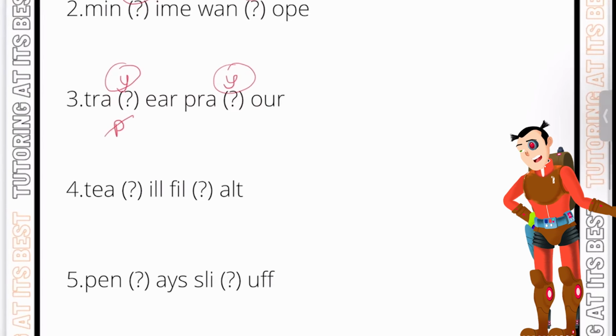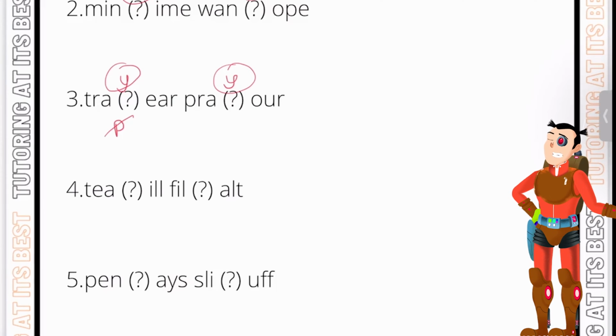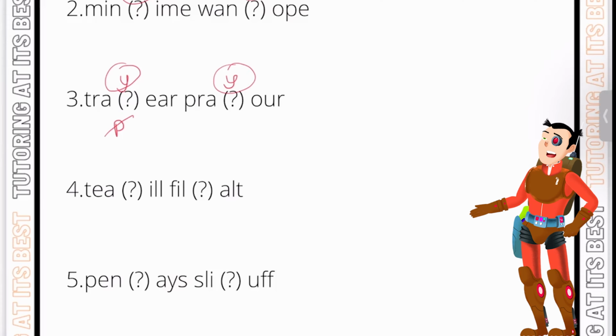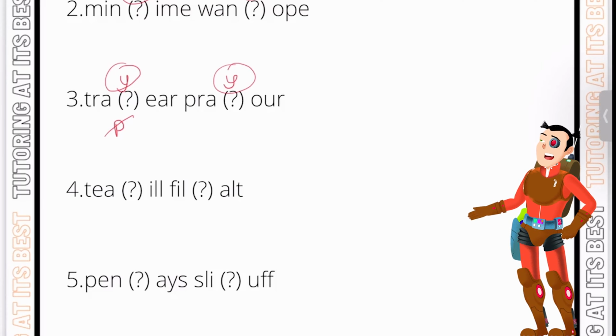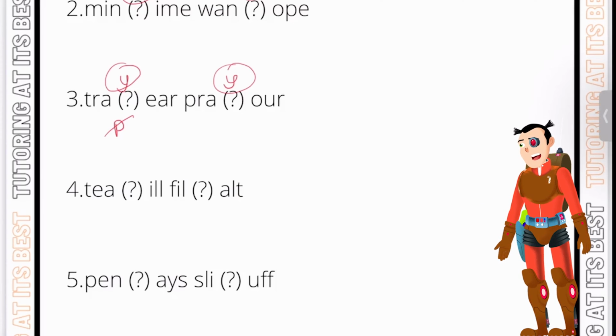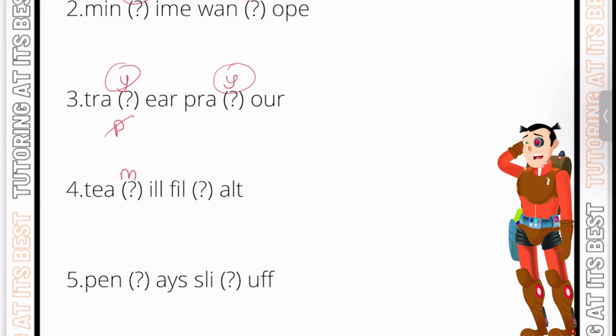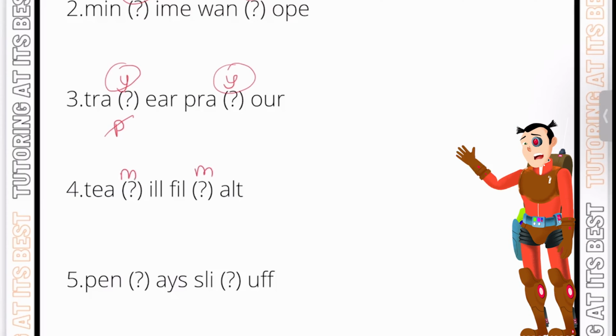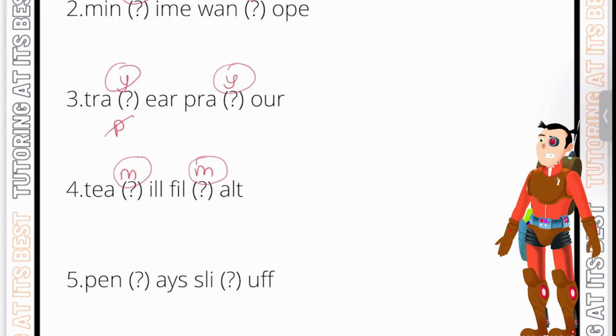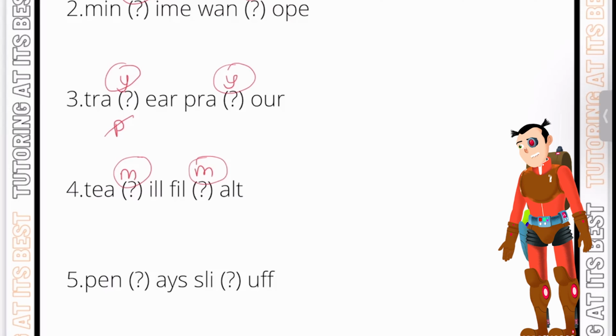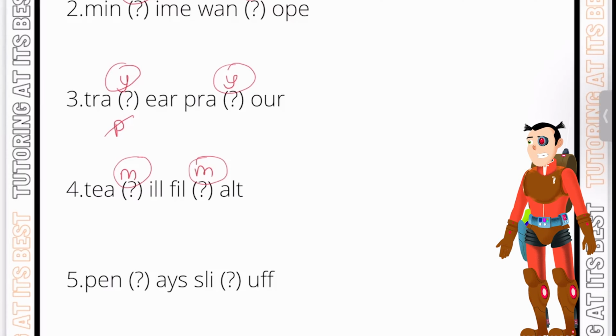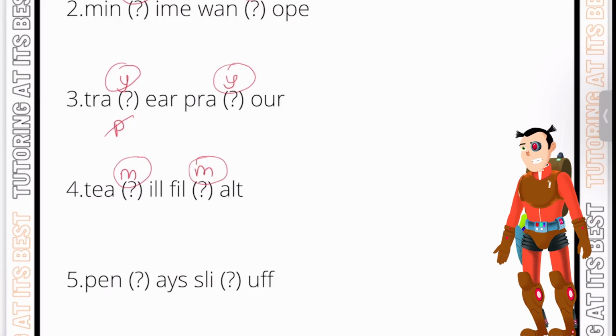Okay, question number four. Again, a four-letter word which starts with T. Well, we can go with the letter M here, which is team, mill, film, and malt. So I hope you're understanding the different techniques on how to work out this question. A lot of this is reliant upon your vocabulary as well as the common sense here. So try to mix and match letters to see which works best.